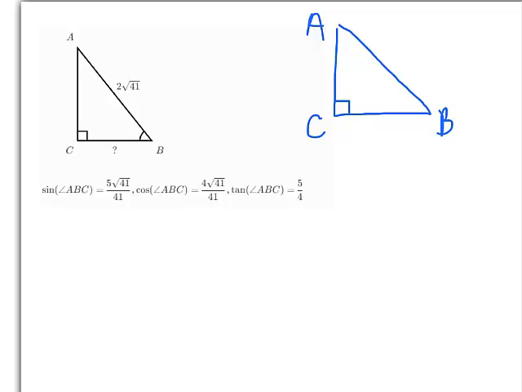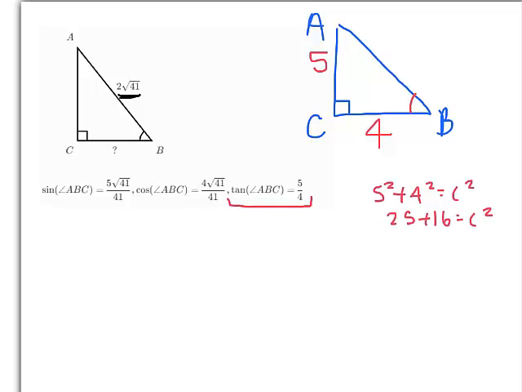So the easiest information to use, in my opinion, is tangent. If I look at angle ABC, the tangent of that angle is 5 over 4. That means that the opposite side is 5 and the adjacent side is 4. Now, the information that they gave me in my original picture was the hypotenuse. I don't have that in my scaled version here, so I'm going to find it. I'm just going to do the Pythagorean theorem on the information that I have. And I end up getting that c equals the square root of 41.